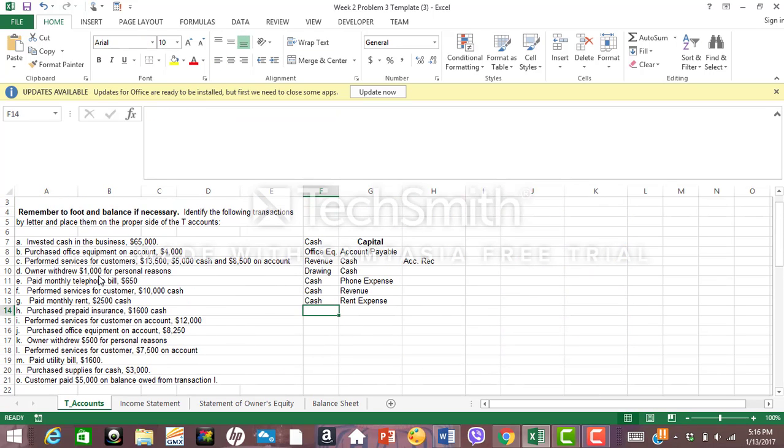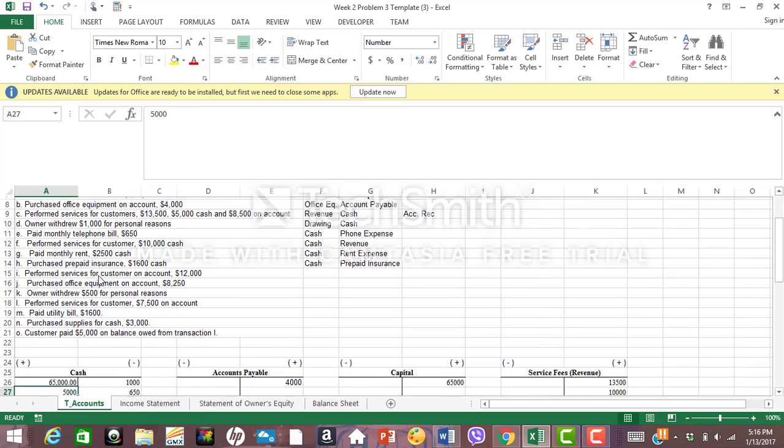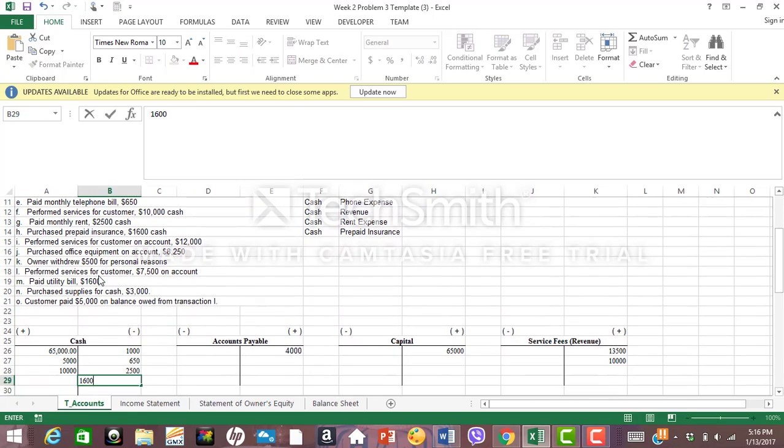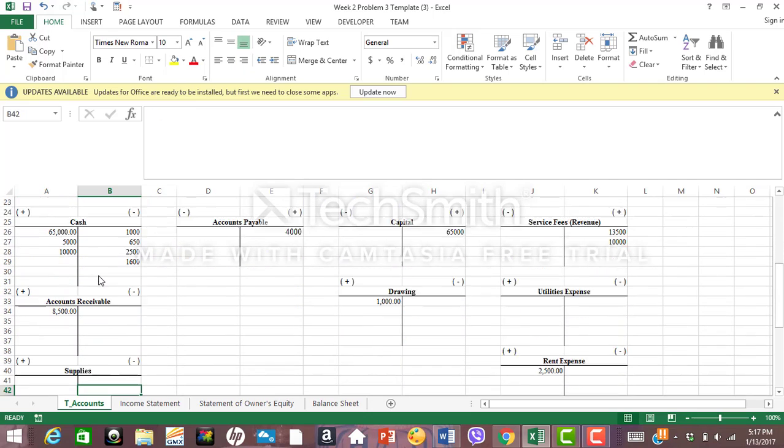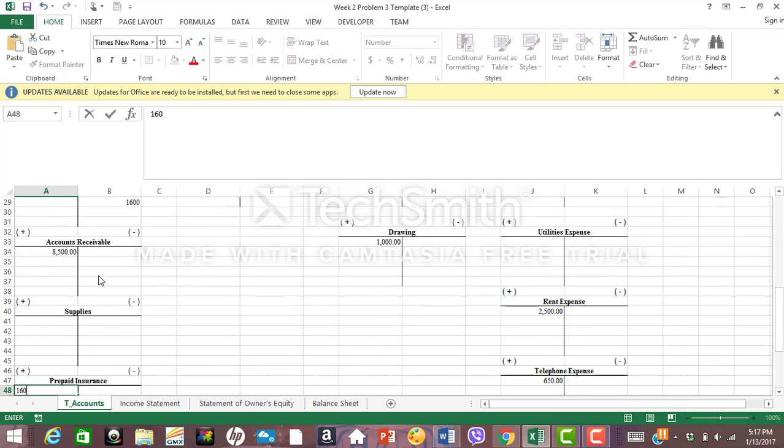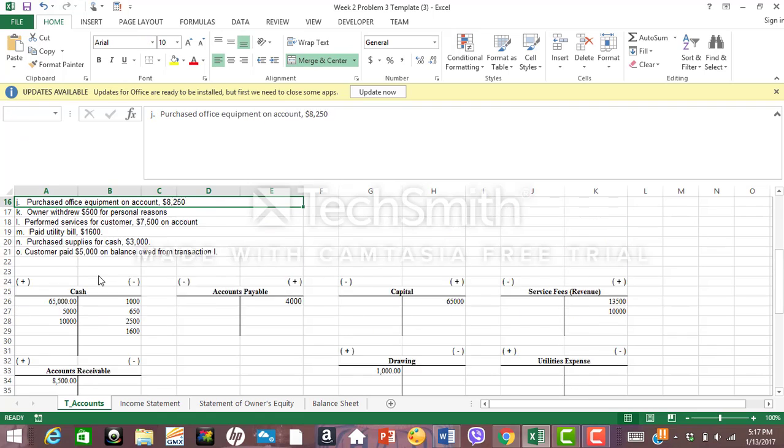The next transaction is purchased prepaid insurance for $1,600. So we know cash is getting affected and prepaid insurance. They're both under assets. So for 1,600, we credit $1,600 on cash, and then we also debit $1,600 under prepaid insurance.